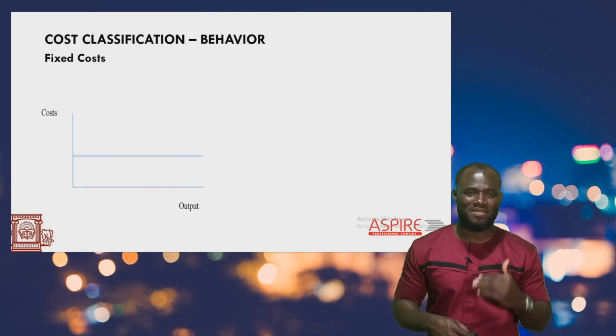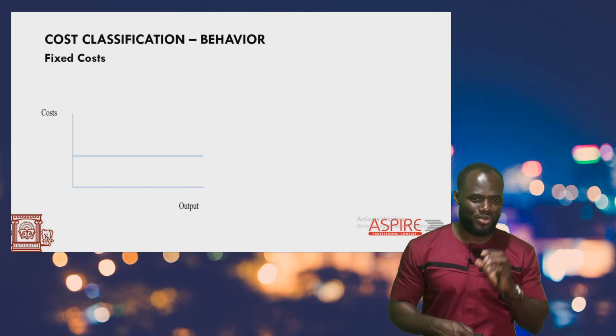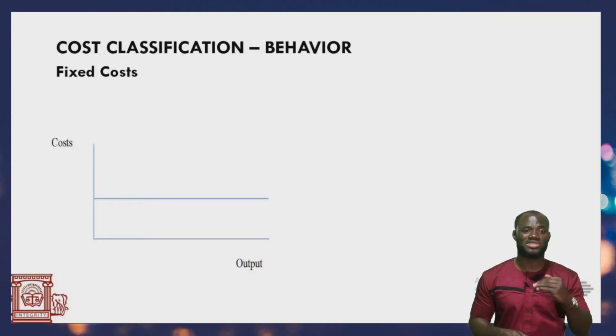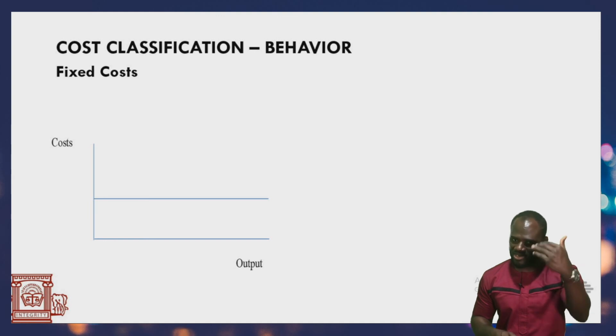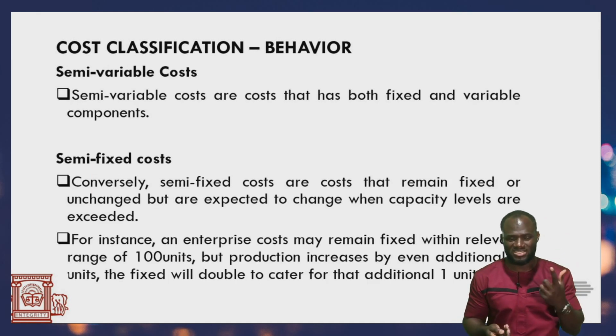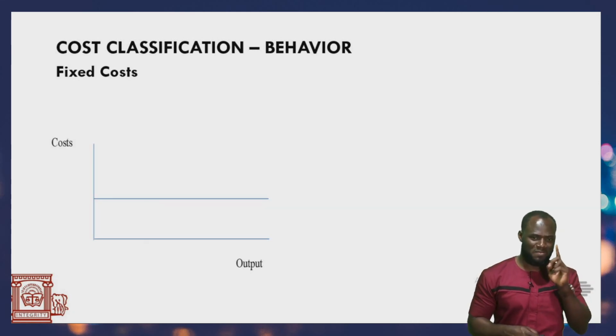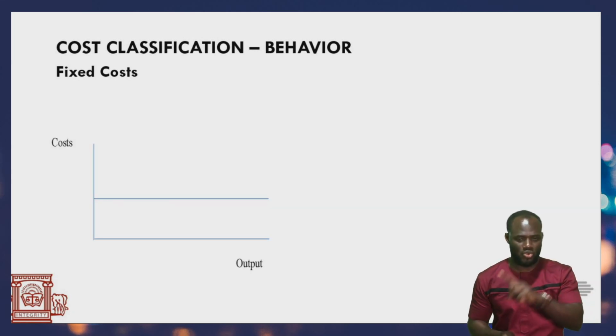So fixed cost can never be zero. Fixed cost can never be zero. So whether you produce or you do not produce, fixed cost would always be positive, above the zero line. But of course, realize that it remains flat. But when it changes, then of course the fixed cost is going to also change. When you go beyond your capacity, the fixed cost also would change.